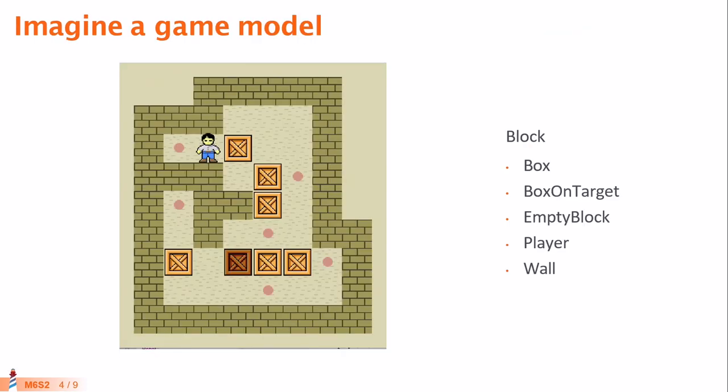To put you in context, let's imagine a game model of a Sokoban. A Sokoban is a game where we have a little person that is going to push boxes in a maze, and the objective of the game is to put each box on top of each of these dots. So in our model we have boxes that are above a target, like this one. We have empty blocks, which represent the empty squares where we are able to walk. We have a player, and we have walls that we cannot trespass.